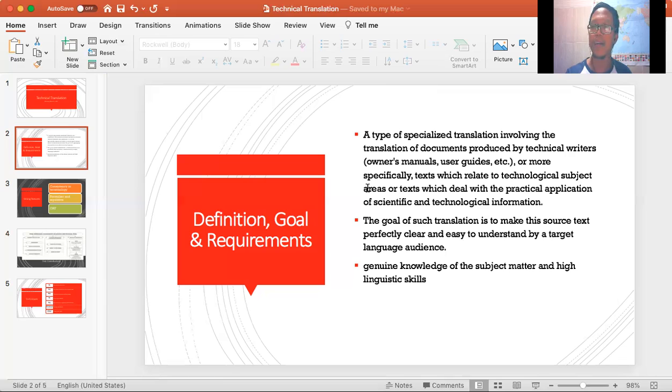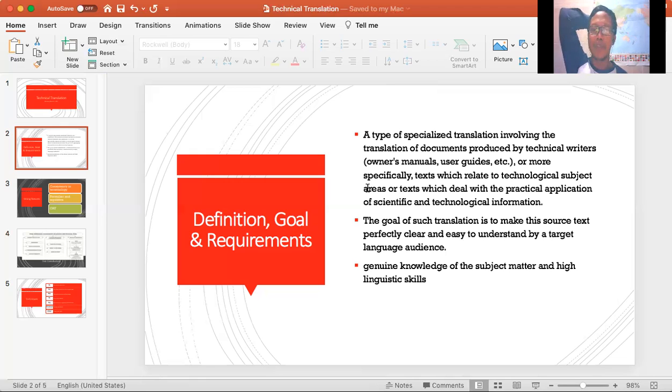But I think in technical translation, the challenges are to some point bigger. Maybe some people will say that because it is quite specialized and sometimes they have their own ways of expression. They have their own jargons. They have their own terminologies that need to be translated from the source text to the target text, and that is not easy. I think so. It is quite general.